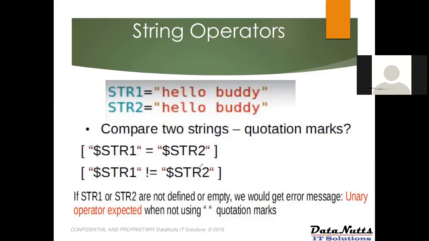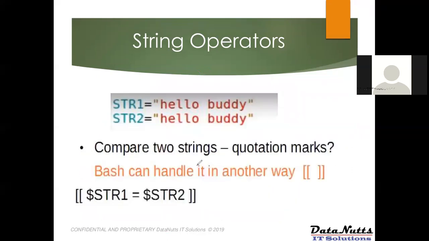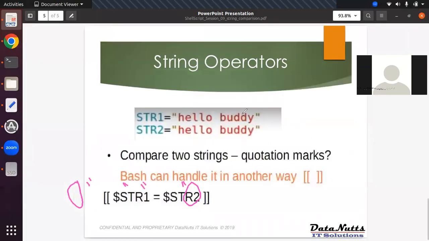So next, let's see another way of comparing strings. If you don't want to use the quotation marks while comparing, then you can make use of these double square brackets. If you make use of double square brackets, then there is no need to mention the quotes. So this is a second alternative using which you can compare the two strings. I hope all of you understood this theoretical part.